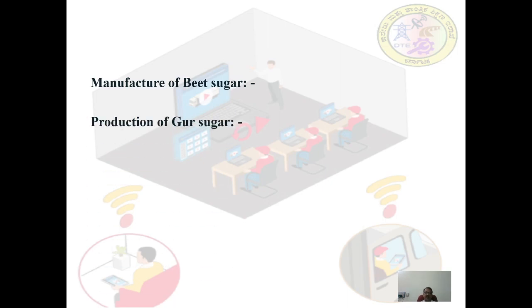Gur sugar is known as villager sugar. The other name is jaggery. Jaggery is a low cost product made by a simple evaporation process. About 60% of sucrose for edible purpose in India is consumed in the form of gur or jaggery. It is produced from sugar cane.